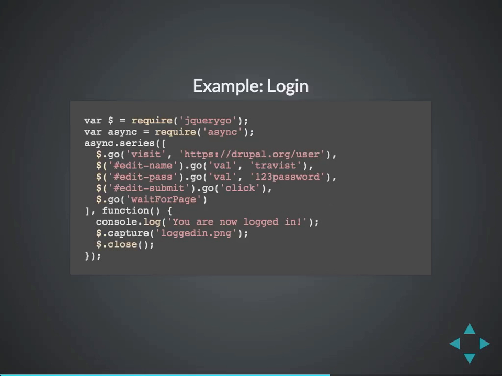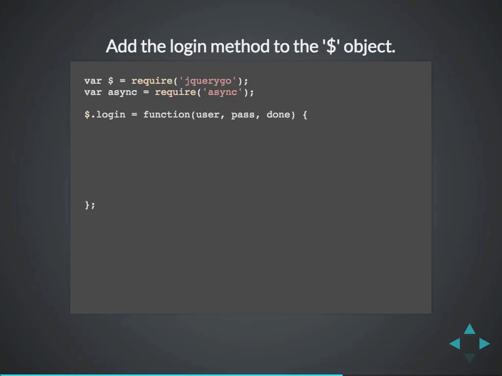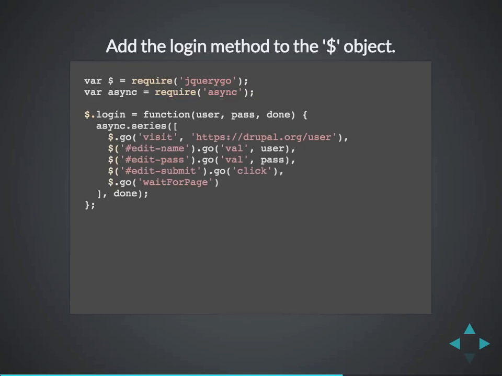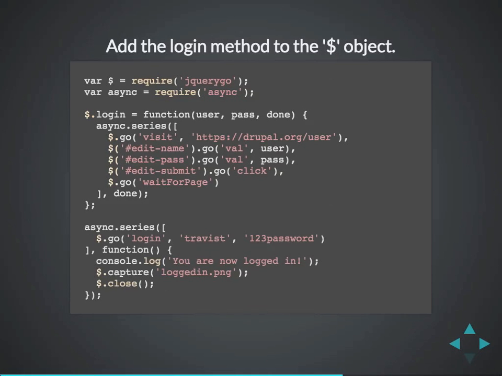So that's actually really cool, but this is a method that I may want to reuse over and over and over again. So what you can actually do is create a new method, assign it to the $ called login, copy and paste all of that, and so now we have something that looks like this that we can reuse over and over and over again. So you can actually say $go login, username, password.